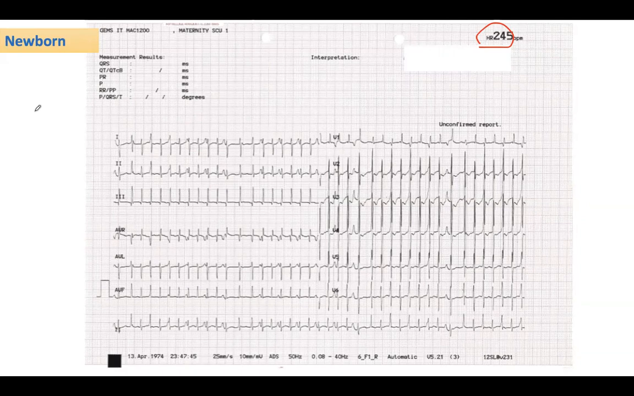Just one word, typical. Multifocal P wave. Okay. So this is your P wave, right? Different morphology of P wave. Okay, this is your P wave, right? They look different because sometimes they are hidden within the QRS. Okay. So you have to be careful.